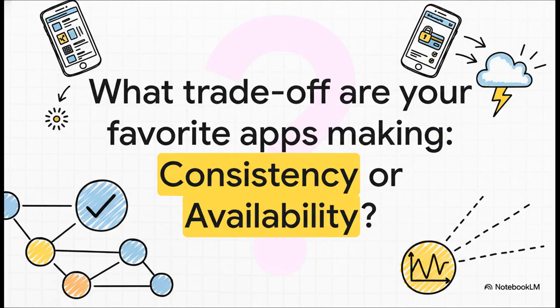And this is where it gets really interesting. The next time you're scrolling your social media feed and it takes a split second for a new post to show up, or when you make a bank transfer and it's reflected instantly, everywhere, stop and think about it. Are they choosing availability over consistency or the other way around? What trade-offs are the apps you use every day secretly making?